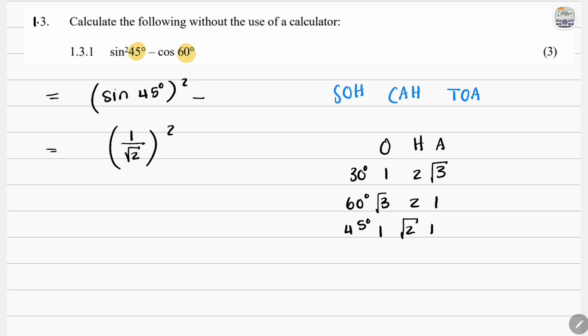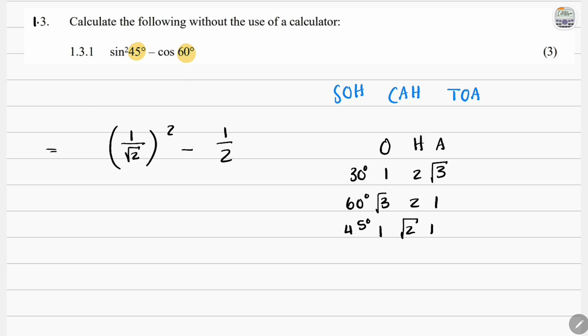And then it says minus cos 60 degrees. And so we'll say minus, and what is cos 60 degrees? We'll go to cos, which says adjacent over hypotenuse. So go to the 60-degree row, and we're going to say the adjacent side, which is 1, over the hypotenuse, which is 2. So minus 1 over 2.